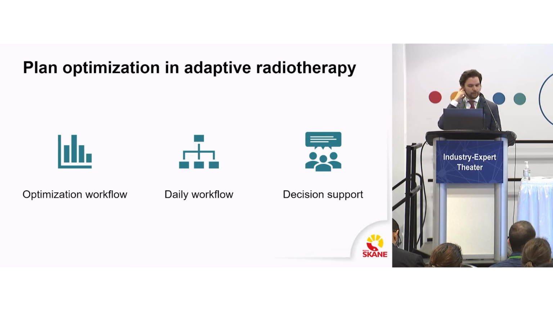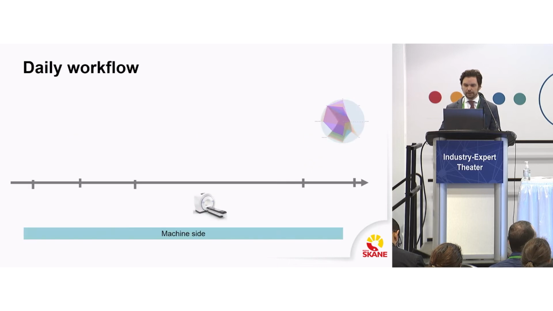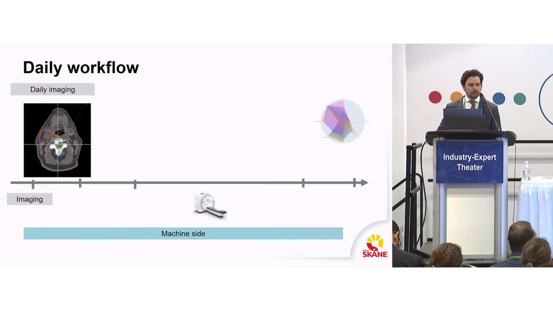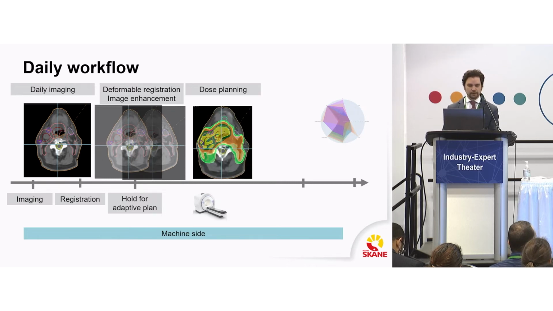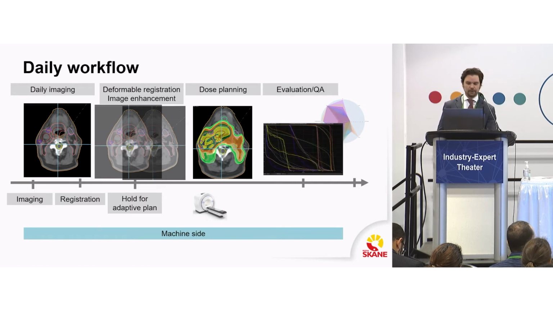So we looked at the optimization workflow, the daily workflow and the decision support in the system, and the daily workflow would look something like this. You have imaging done daily on the machine, and then you do registrations on the machine, then you hold for the adaptive plan. In the planning system, you do deformable registration and image enhancement with the bulk density model. Dose planning, of course, optimization, and you do evaluation and hopefully some automatic QA solutions here on the parameters. Then you have a choice between the adaptive or the previous plan on your machine side, and then you go further to treatment delivery and further evaluation.